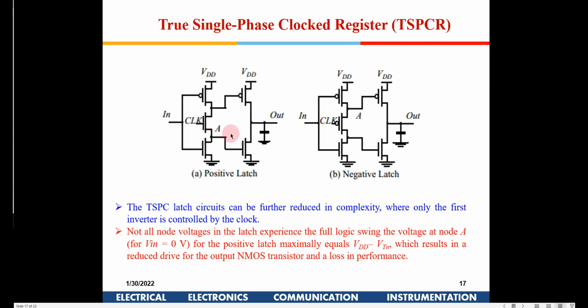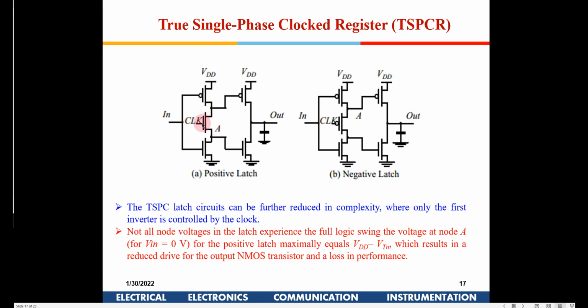degradation of the performance, because if you see here, it is an NMOS. Now you have to take the output from here, so you don't have full VDD here. So this will not be driven completely. The whole VDD is not available here. VDD minus VTN will be available in this particular case.